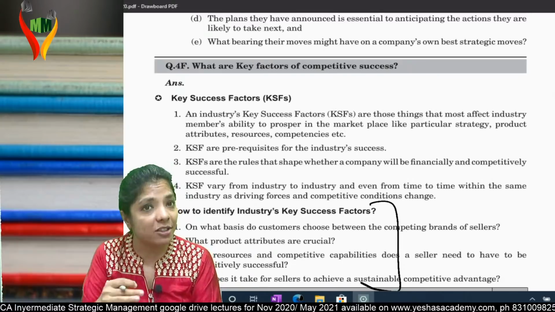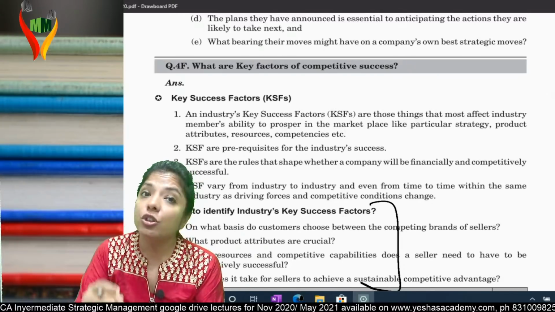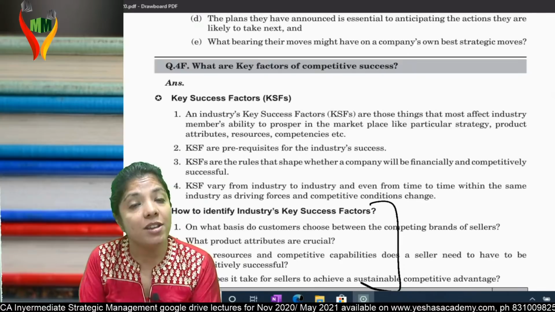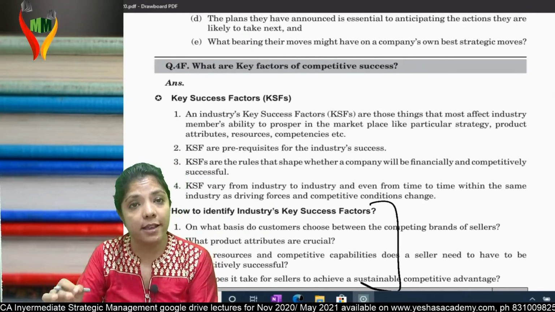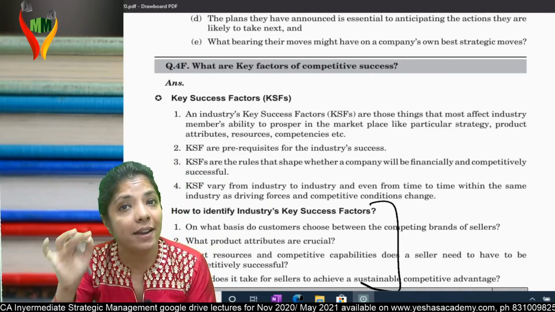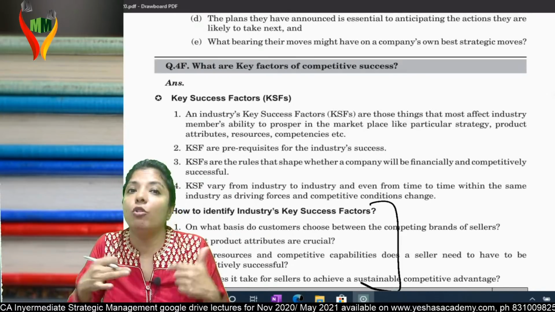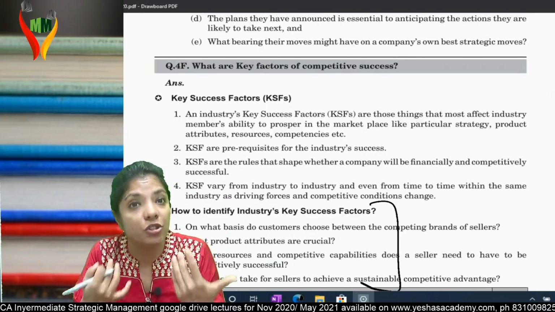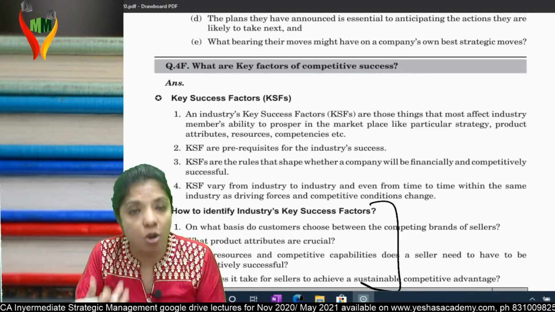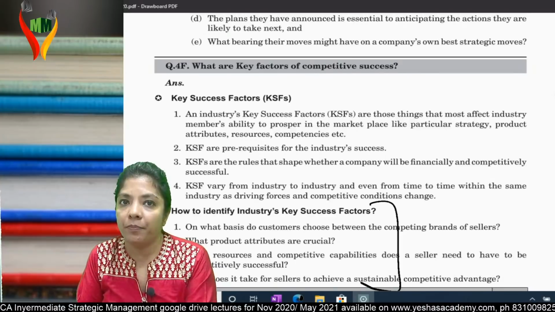So every industry has a key to success. Before entering that industry, see what the key is. If that key is in you, very good. If not, learn it, work on it, and then enter it. Am I clear?